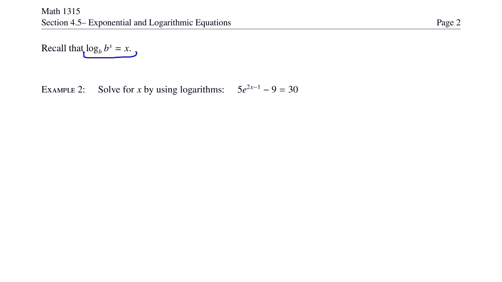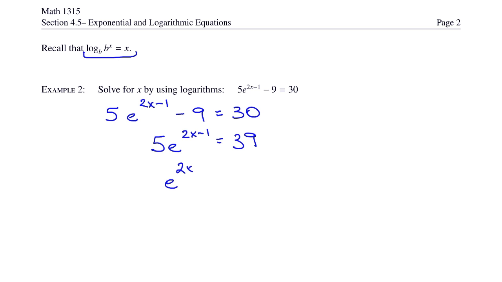So we have 5 times e to the 2x minus 1 minus 9 equals 30. So to solve this, I'm going to try to get the e to that exponent by itself. So let me rewrite the equation. And to solve this, let's move the 9 over. We get 5 e to the 2x minus 1 is equal to 39. I need to get rid of the 5 in front, so divide both sides by 5.